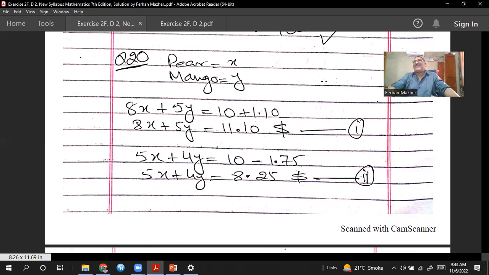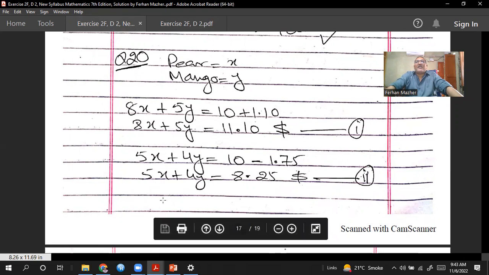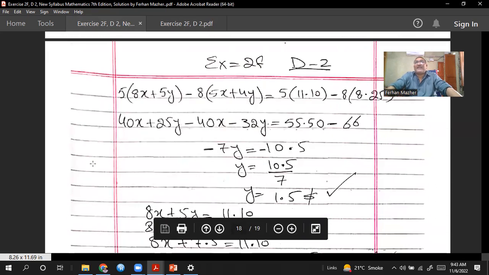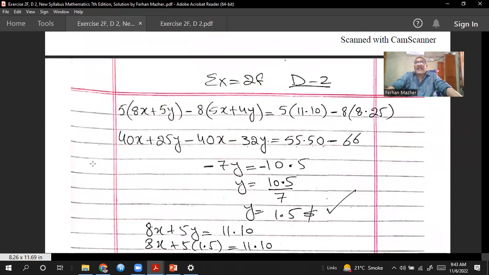A very tricky statement in the question. So this is my first equation. This is my second equation. I can make the coefficient of x the same, or I can make the coefficient of y the same. I'm going to make the coefficient of x the same. For that purpose, I'm going to multiply the first equation by 5 and the second equation by 8, and then I'm going to subtract them.